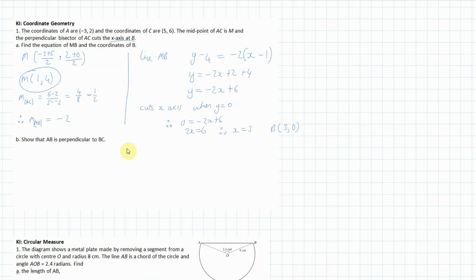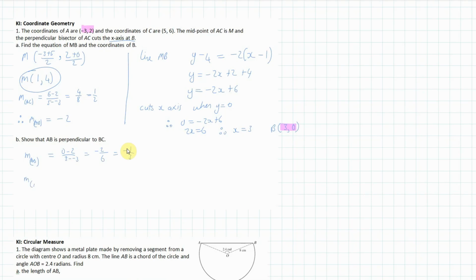Okay, show that AB is perpendicular to BC. Okay, the gradient of AB is equal to, now, where's my B? Okay, (3, 0). So I'm looking now at AB, so this one and this one. So I'm going to go 0 minus 2 over 3 minus 3 equals negative 2 over 6 equals negative 1/3.